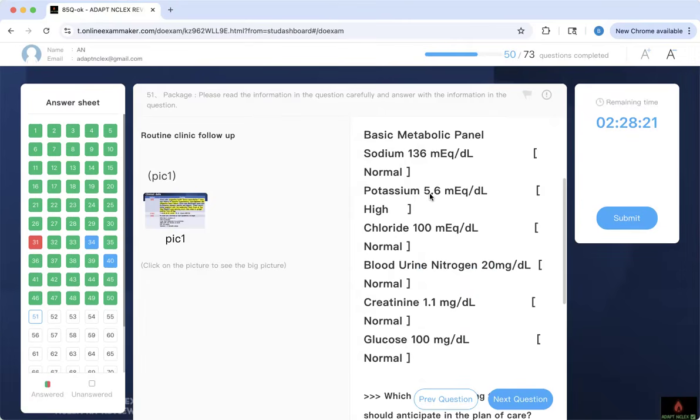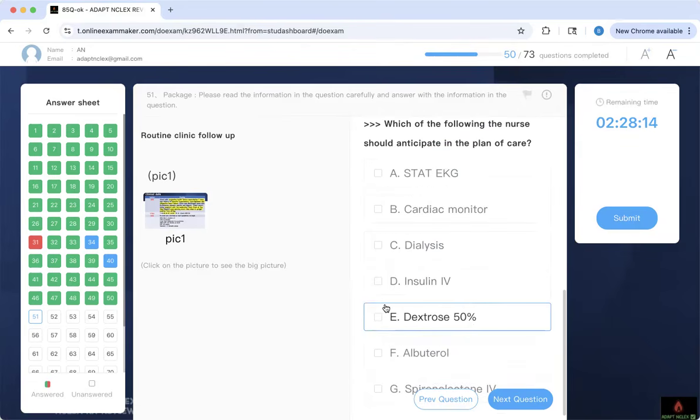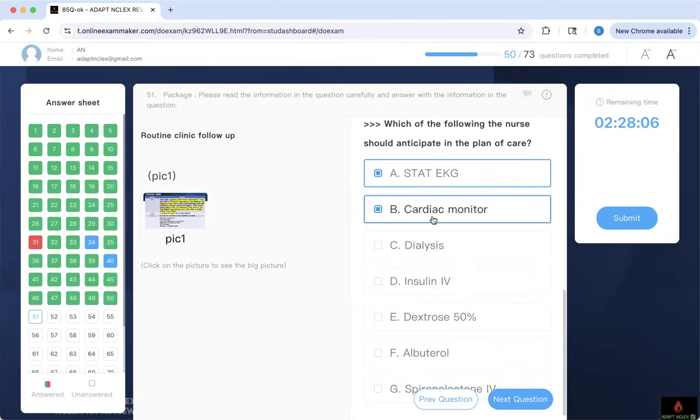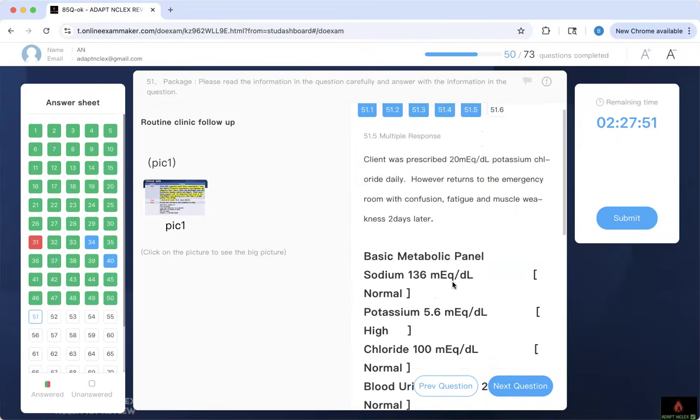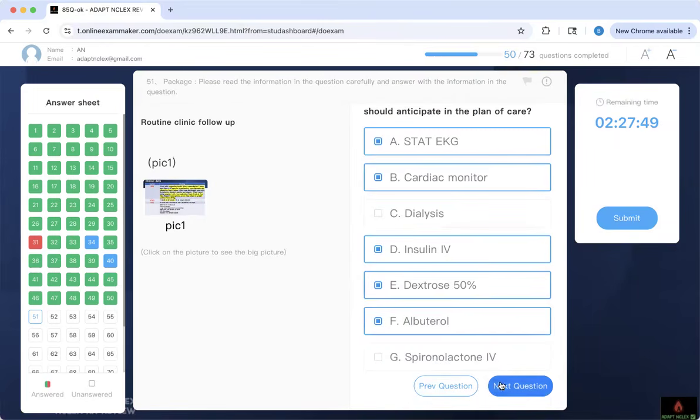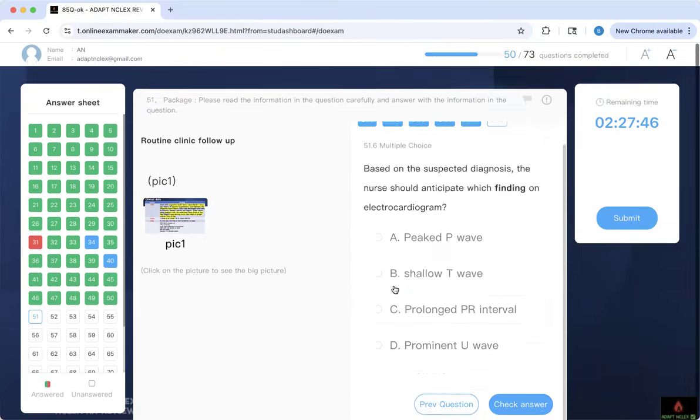Now, same thing. Now the potassium is high, 5.6. Chloride is normal. The only thing abnormal is potassium. What are you going to do? Which of the following should the nurse anticipate in the plan of care? That means how do you treat hyperkalemia? You need an EKG. You need a cardiac monitor. They don't need dialysis now. Insulin will be needed. Dextrose to push the potassium in with the insulin. They will need albuterol. And you should avoid spironolactone because it causes hyperkalemia. Patient potassium is 5.6. This is fluid and electrolyte questions testing your knowledge.